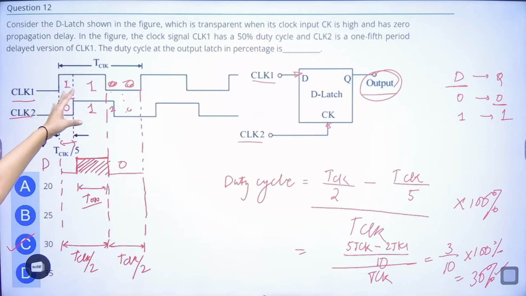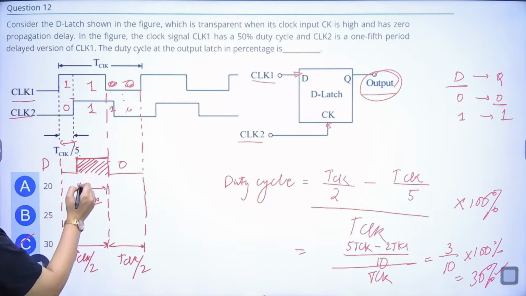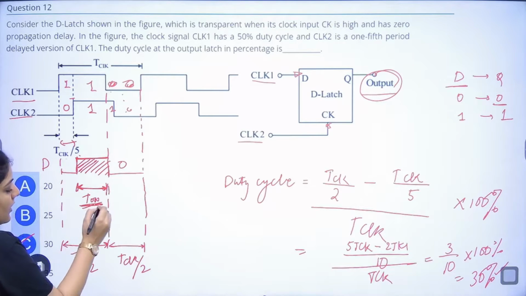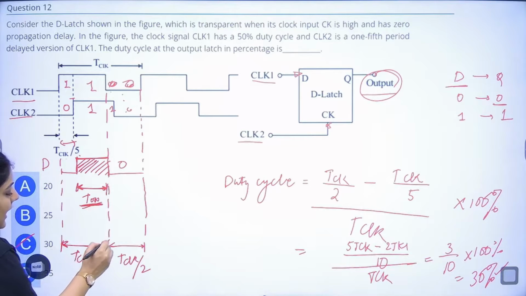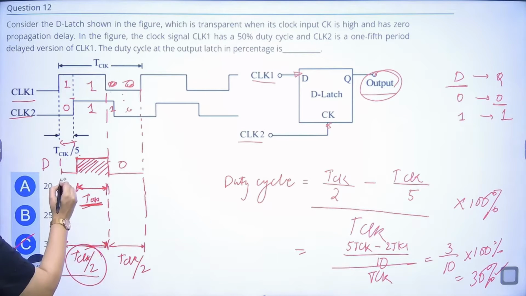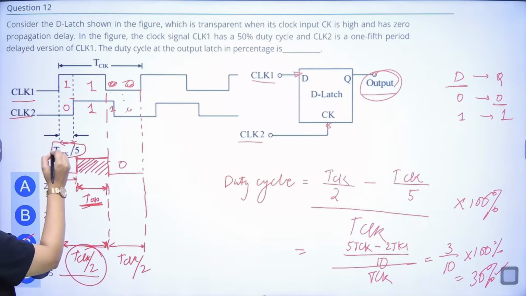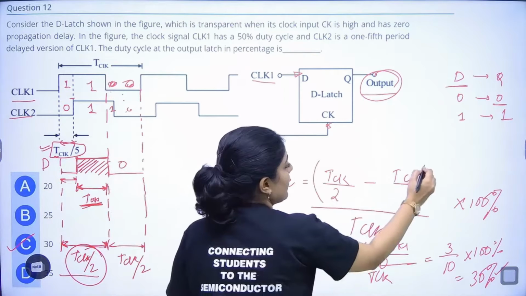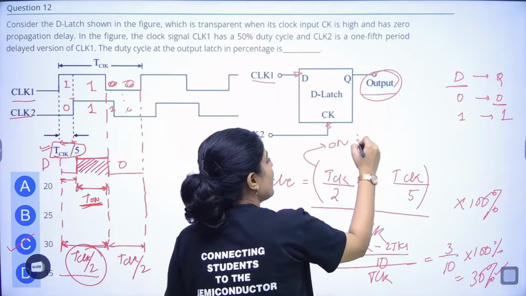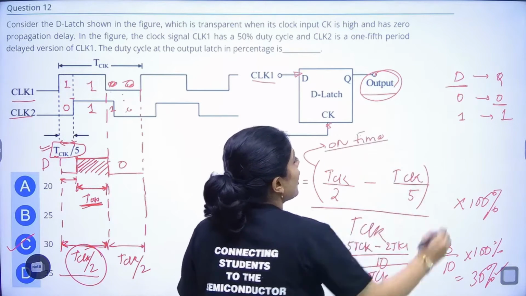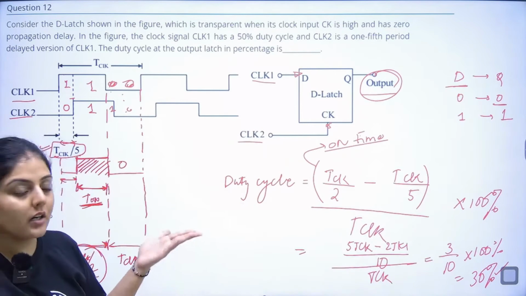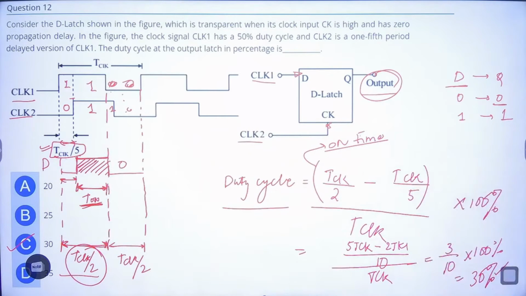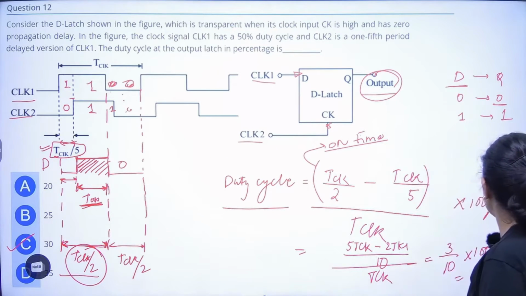In this case, we see that up to this time interval, it is on. We can easily find out this T on time. The total time, this half is T clock, right? And this is off time, and this time is given as T clock by 5. So we can find out the on time, and divided by the total clock, that is going to give you the duty cycle in percentage, right? Okay, moving on to the next question.